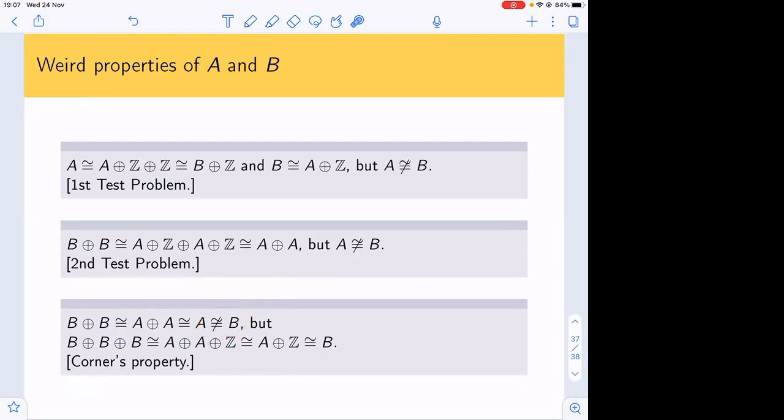So that means that this group B, the group we get by taking bounded sequences of elements of Z of root two and then adding another copy of Z, provides another example of the weird phenomenon that Corner discovered in the 1960s.